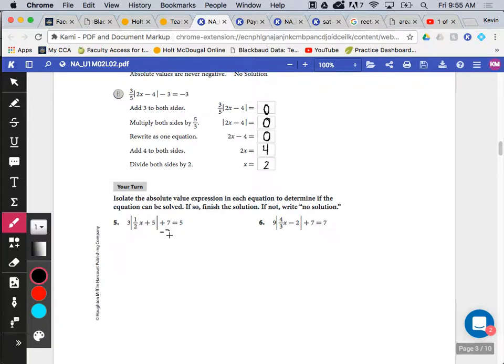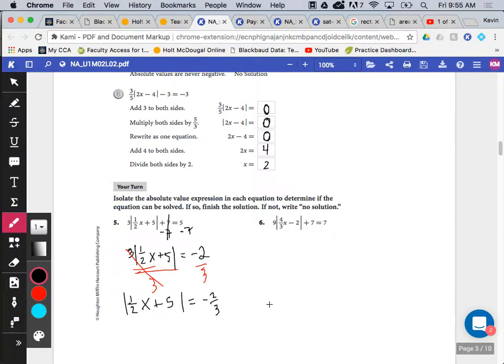Subtract 7. 3 times the absolute value of 1/2 x plus 5 equals 5 minus 7, which is negative 2. What do I do now, class? Divide by 3. Good. That cancels, and I have the absolute value of 1/2 x plus 5 equals negative 2/3.